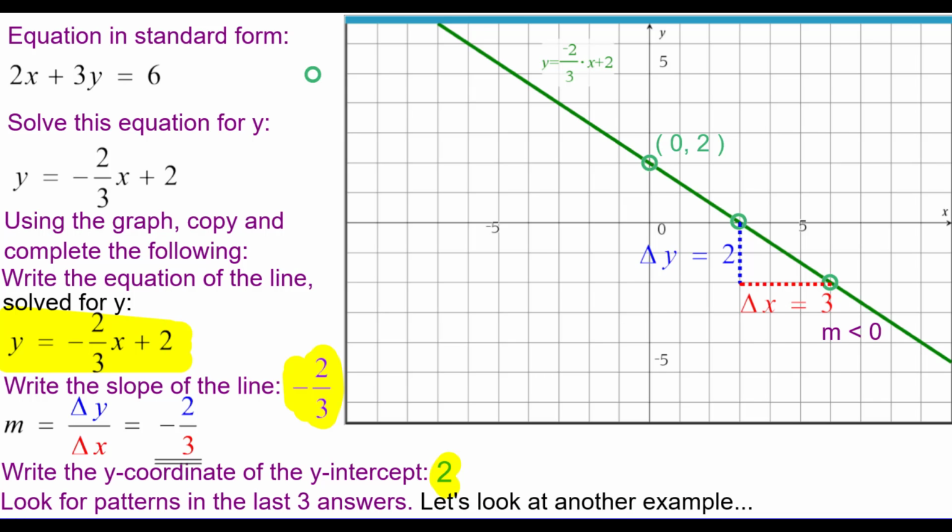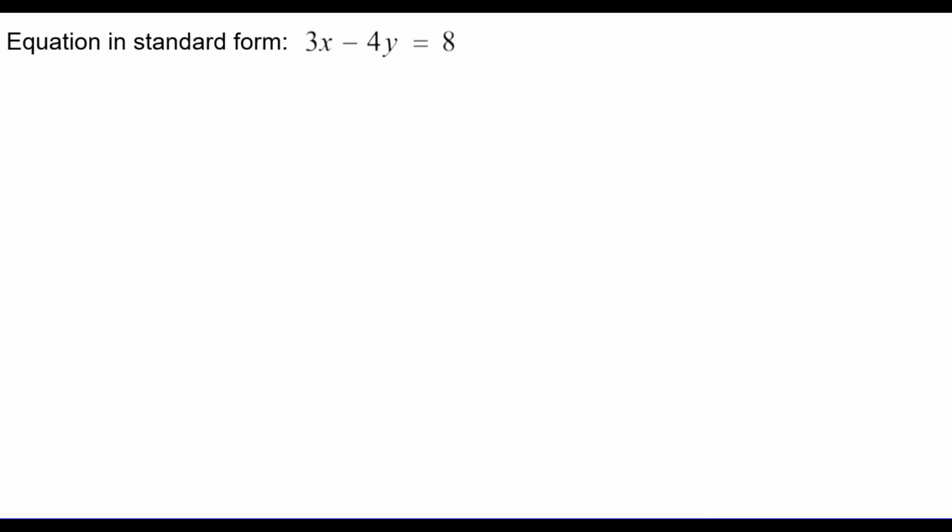And before we generalize, we're going to look at another example. Here's an equation in standard form, 3x minus 4y equals 8. Again, I'd like you to solve this equation for y. Pause to do that, resume when you're finished.